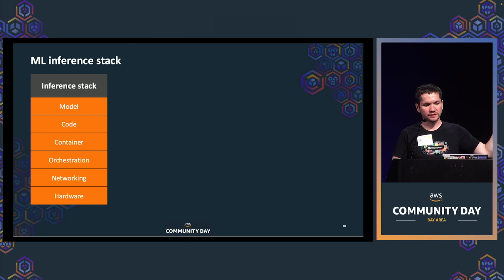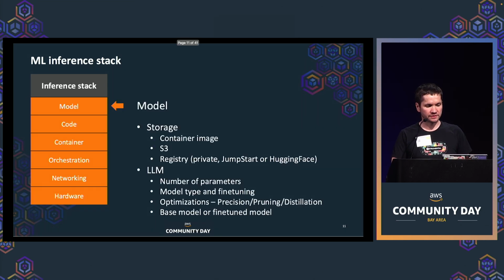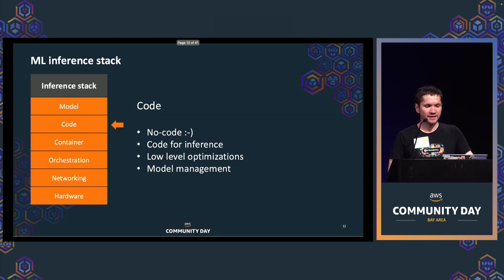If we look at the usual inference stack for large language models, from model to code, container, and hardware, we can see how it's different from usual machine learning inference. Starting from the model, we can store it as part of the container image, or on S3 or some other registry, private, JumpStart, or Hugging Face. The LLM itself can be different: an open source model from Meta, some private model, maybe you apply some optimizations, maybe you fine-tune the model to suit your needs. Next is code. The simplest way, if you don't need to manage any code at all, is to have just an API with the model and that's it. Otherwise, you need to manage code for inference itself, usually low-level optimizations and model management in case you have multiple models.